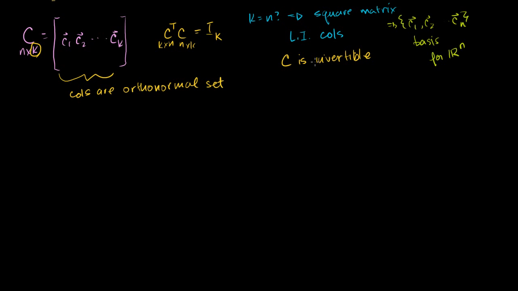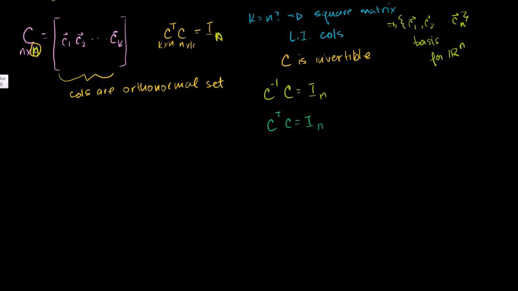Now, if C is invertible, what does that mean? That means that there's some C inverse that exists such that C inverse times C is equal to the n by n identity matrix, right? And in this case, k and n are equal, so let's just replace that k with an n. Now, these two statements look very similar. If the columns are an orthonormal set and it's an n by n matrix, then we learned in the last video that C transpose times C is equal to the n by n identity matrix. And we also know, since it's a square matrix with linearly independent columns, that C is invertible.